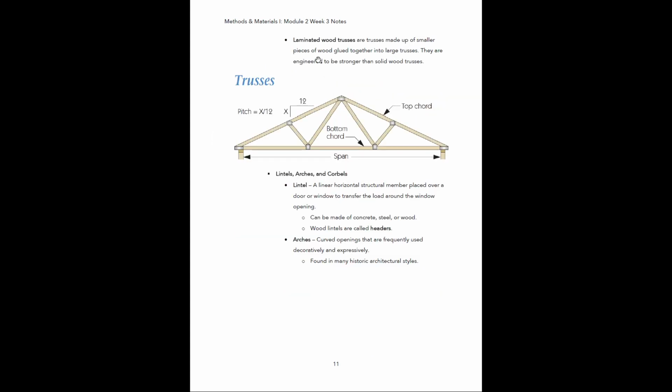Okay. Laminated wood trusses. So these are trusses that are made up of smaller pieces of wood, and they are glued together into large trusses. They are engineered to be stronger than solid wood trusses.